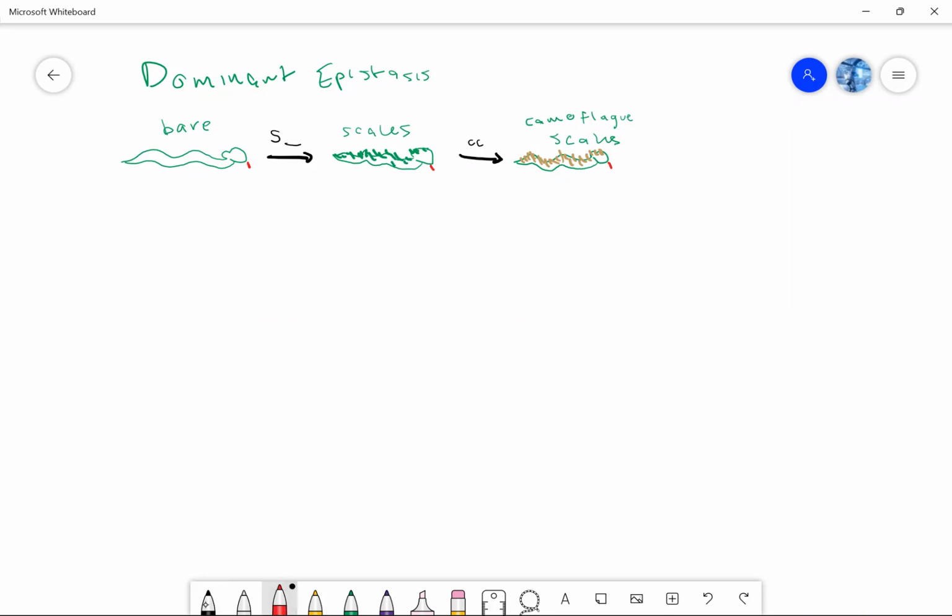So if you end up with a homozygous recessive genotype at this S locus, it is going to block the production of scales at all, because you need this capital S, this dominant allele at the S locus, to go from having bare skin to scaled skin.